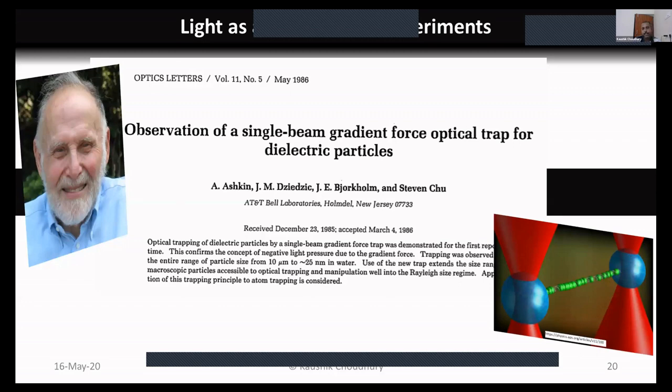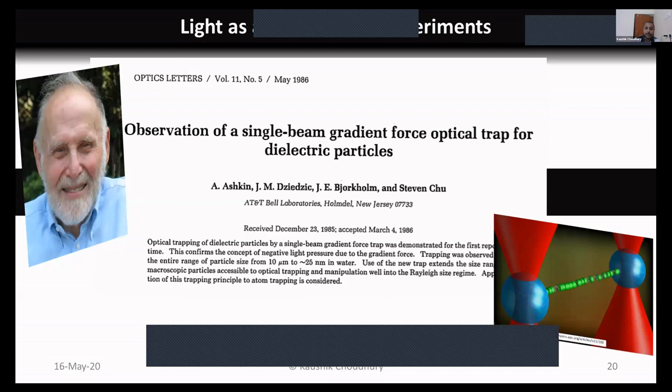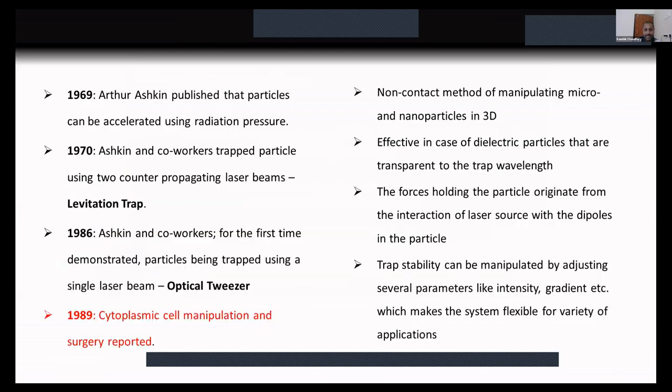The first paper in this regard was published in 1986, where he demonstrated the first application of optical forces. Then in 1989, for the first time, cytoplasmic cell manipulation and surgery was reported. So that was the first time optical tweezers were used for a biological application. This is one of the non-contact methods, and it has a lot of flexibility. Since it is a light-based tool, we can change the wavelength, we can change the intensity, we can change the gradient of intensity, and we can have precise control over the manipulation and maneuvering of the particle or entity that we are trying to trap.